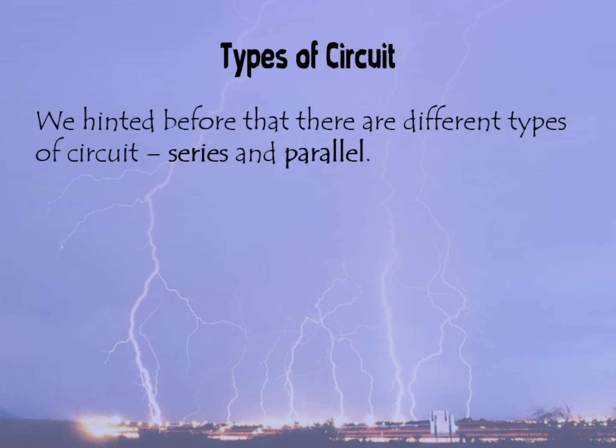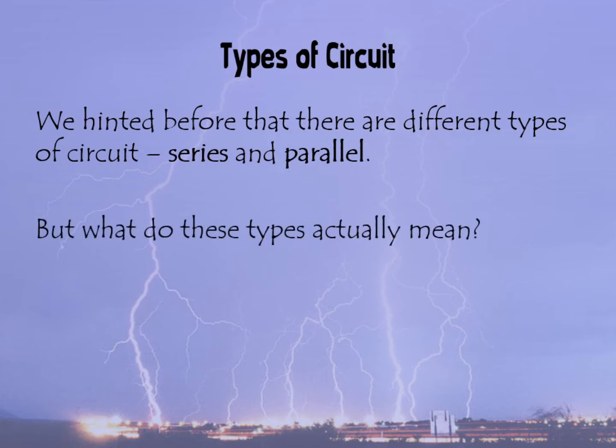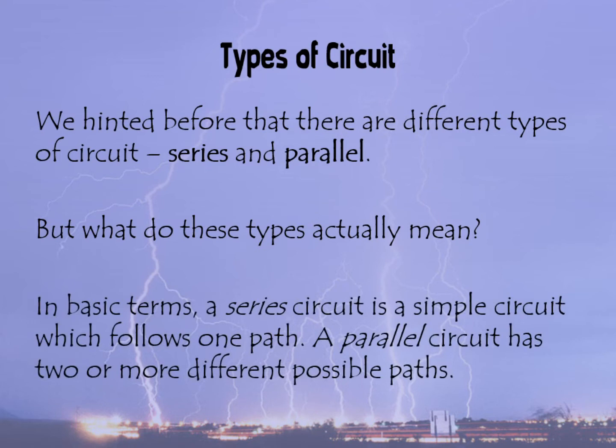So, looking at different types of circuit in a basic sense, we've hinted before that there are at least two different types, and that is series and parallel. But what do we mean when we say that one type of circuit is a series circuit and another is a parallel circuit? Well, in the most basic terms, a series circuit follows just one electrical path, whereas a parallel circuit has two or more different possible paths for the electricity to go down. So in many ways, the series circuit is the most simple type of circuit, and the parallel circuit is building on to that.